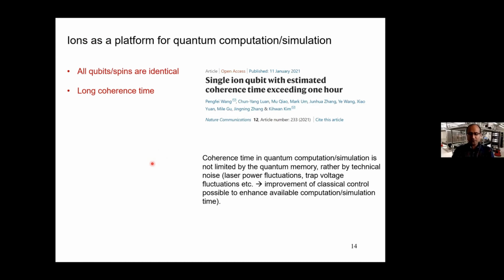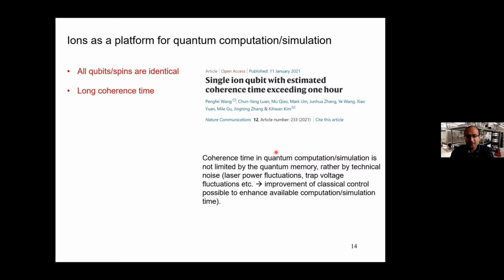So why do we use trapped ions for quantum simulation? There are great features of trapped ions, but one that is very relevant is coherence time. A recent paper from Xinghua showed that you can store quantum memory, spin information, quantum superposition, inside a single ion for a really long time. I mean, think about this: 1 hour of quantum information storage on a single ion.